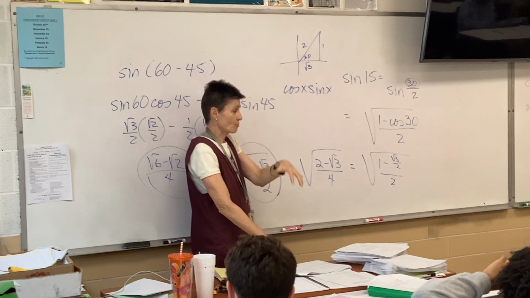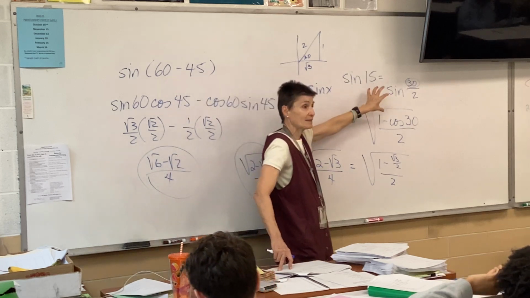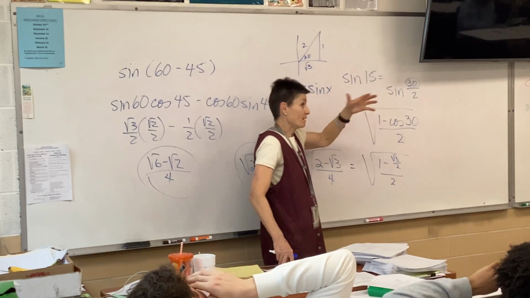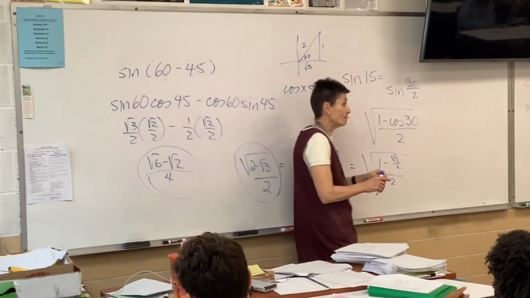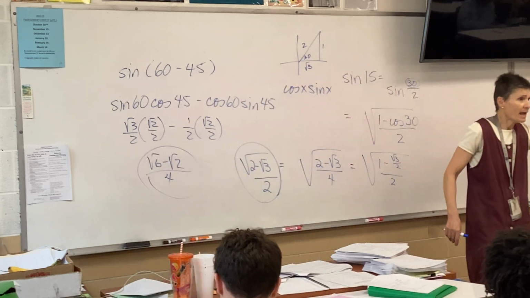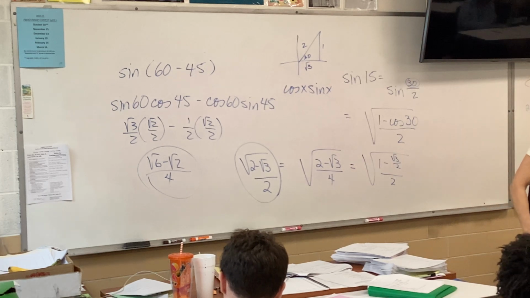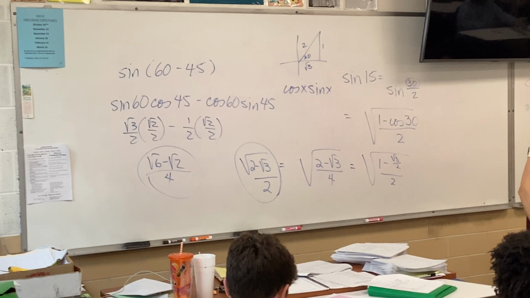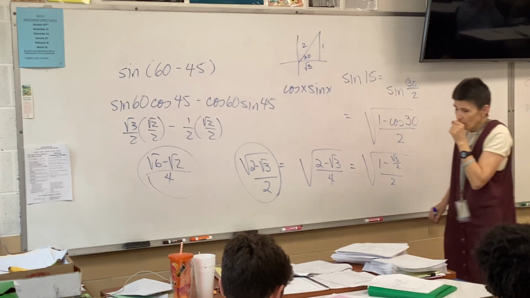In this case, the directions told me to do it with the half angle, so I did it as half of 30. But if I'm walking down the hallway and Mrs. Hollis says, hey, find the sine of 15, I can do it either way. They're both right. Next.